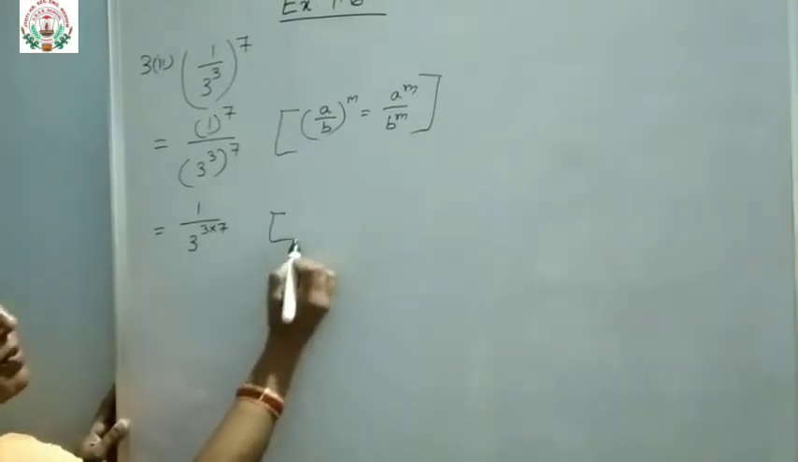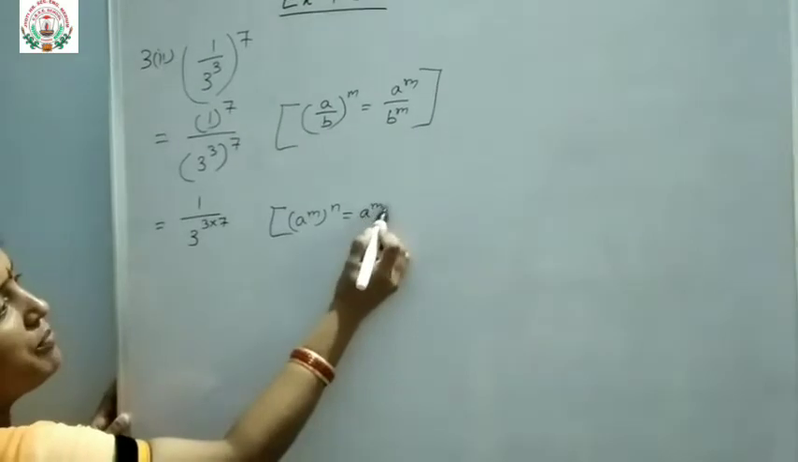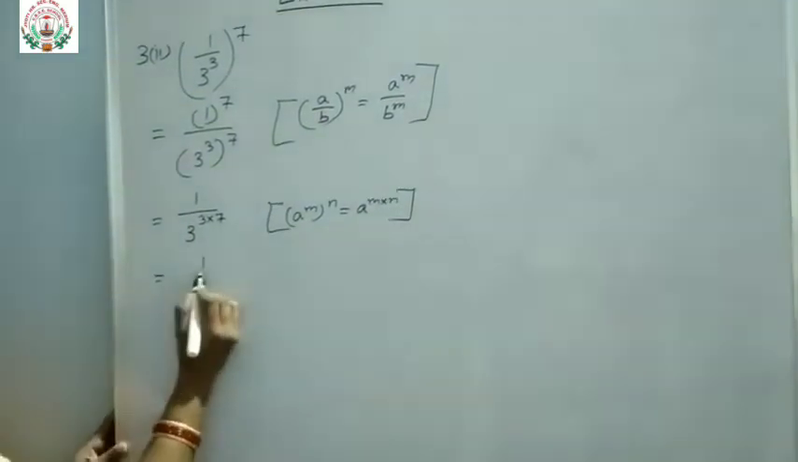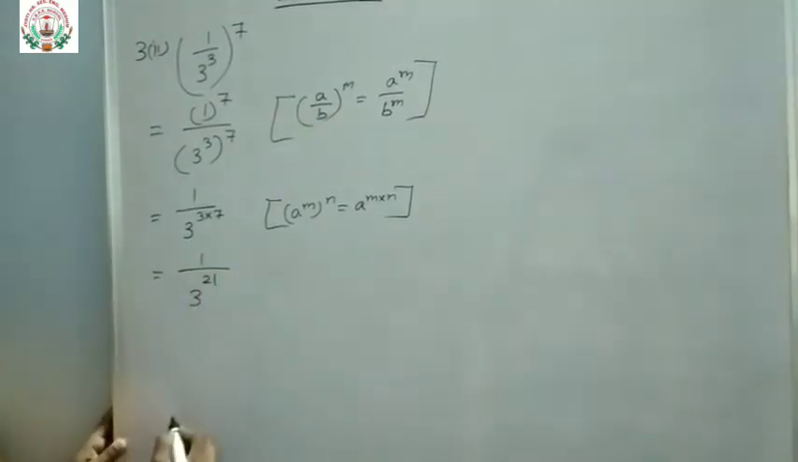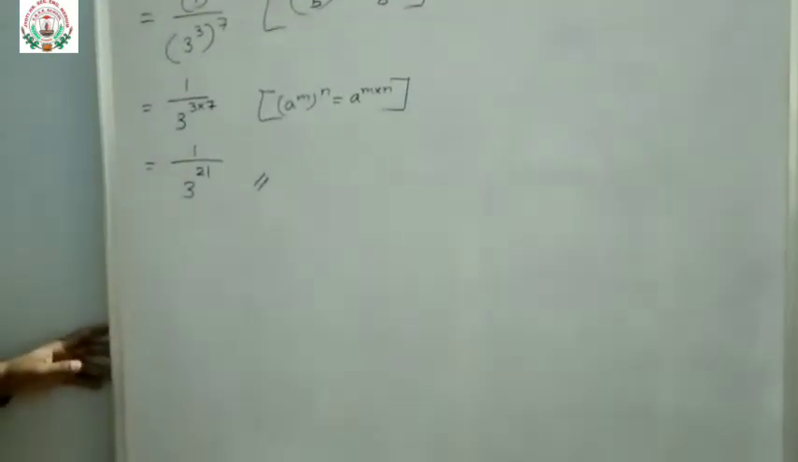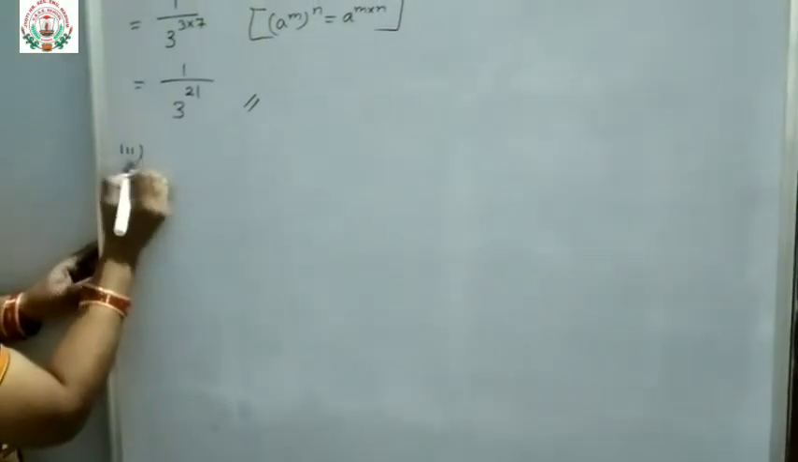Which formula have you applied? A to the power m whole to the power n equals a to the power m into n. Then comes 1 upon 3 to the power 3 into 7, how much? 21. So this will be the answer. Then the next question comes, the third one.